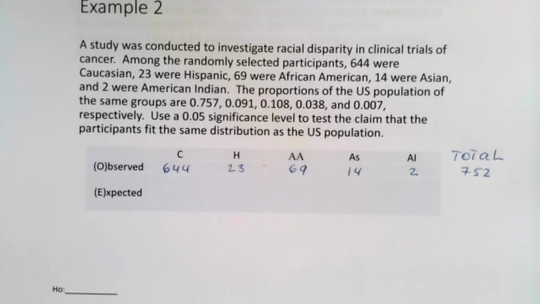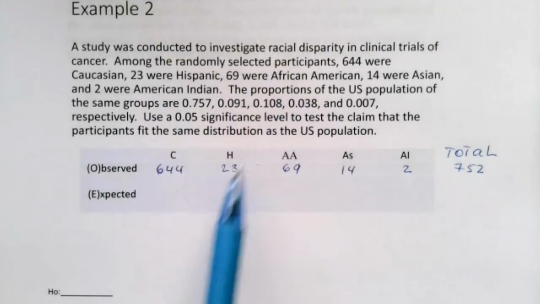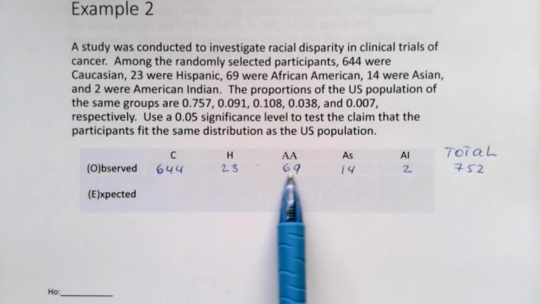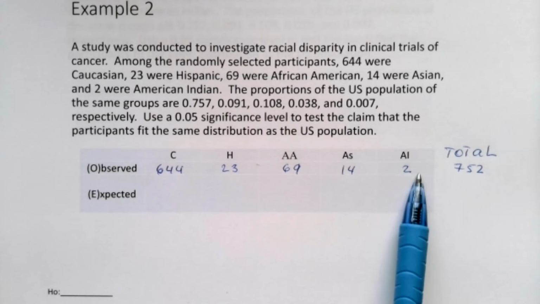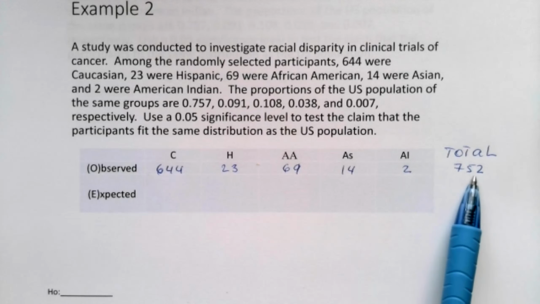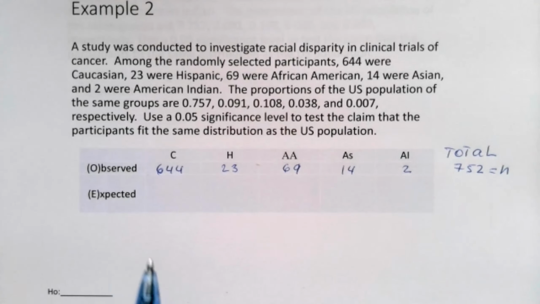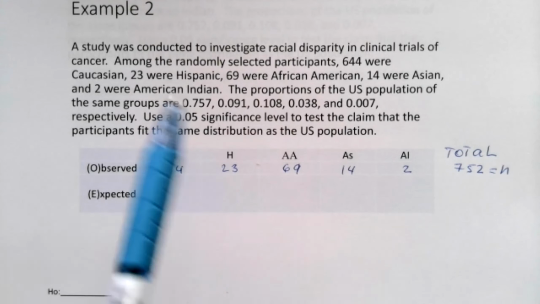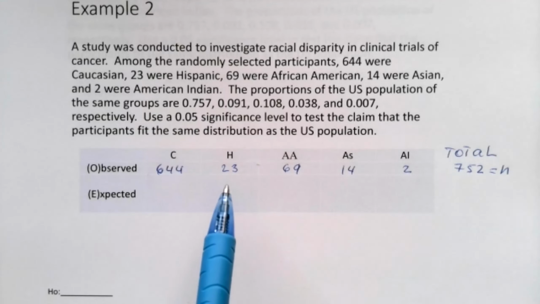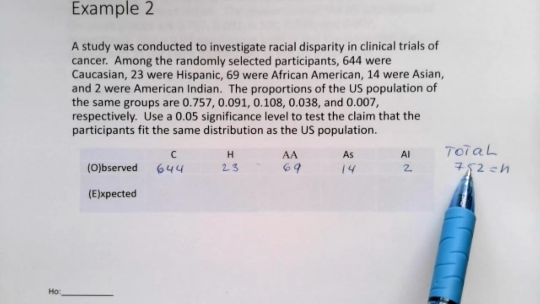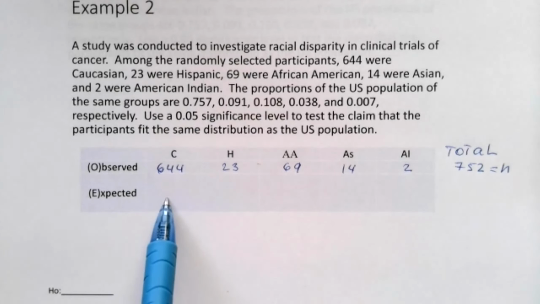So here, I already started filling out this table. For my observed values, I transferred the numbers that they gave us into the first row. I also calculated the total of this group, and I came up with 752, which is our N, our sample size. Now, if your population is not uniform, but you have percentages for each category, you would take the total and multiply it by the percentage for that group to get your expected value.